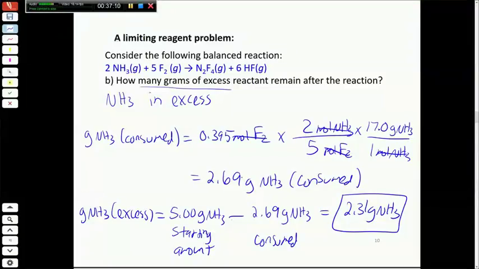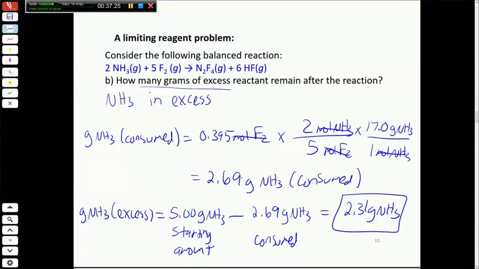Okay, so that's another little thing we could ask you to do in some of these problems, is determine the amount of excess reactant that's still available at the end of the reaction. All right, any questions on those ones?